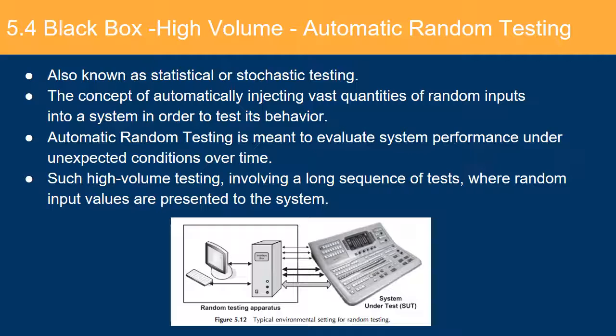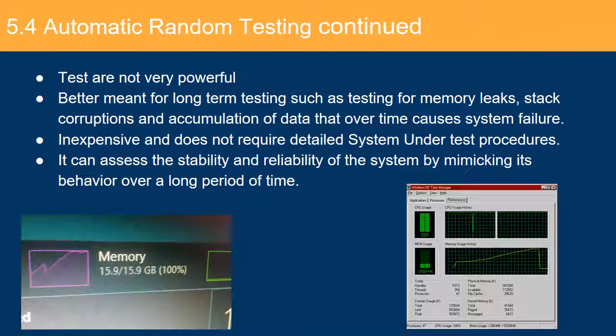Such high-volume testing involves a long sequence of tests where random input values are presented to the system. However, this is really risky due to the lack of specific failure outputs. Automatic random testing, continued. The cons of this are that the tests are not very powerful.